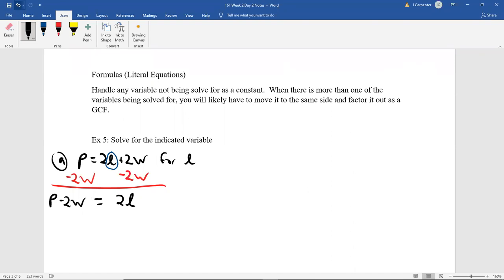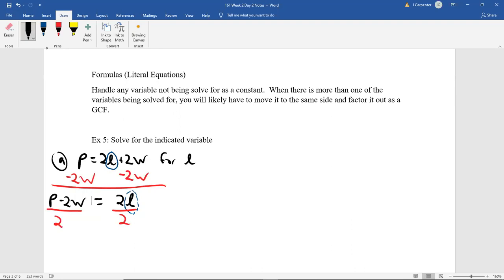Now, normally this might be something like 17 equals 2L. You would divide both sides by 2, and 17 over 2 would be your answer. Well, guess what? You're still trying to solve for this L. So how do we do that? We divide both sides by the number with it. Divide both sides by 2. Now, I prefer doing this as an all-at-once division. I'm going to show you an alternative way to write it, though, after. So P minus 2W over 2.